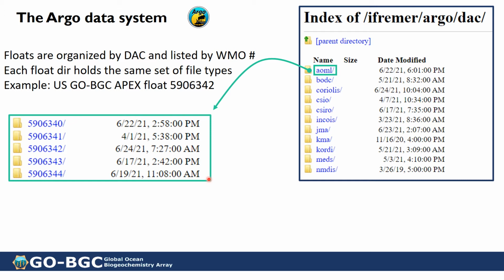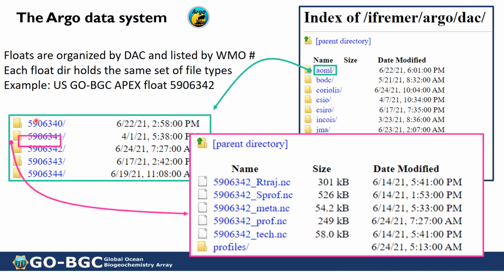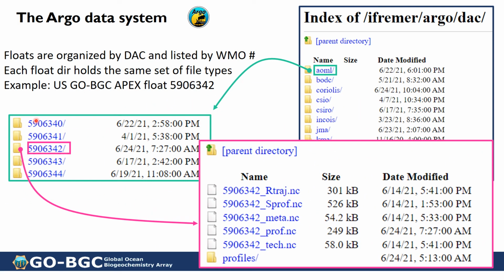So if we enter the AOML DAC directory, again, we see the floats are listed by WMO number. If we access float 5906342, we can see the contents of that float's folder. Again, each float directory holds the same set of file types. The trajectory file, the SProfile file, yay! The float's metafile, profile file, technical file, and the subdirectory containing individual profile files.